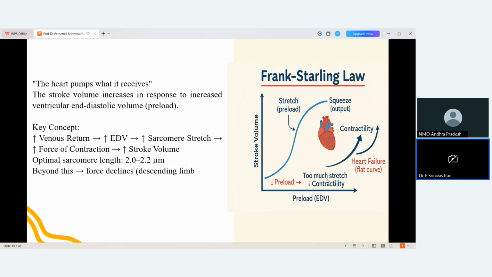I told you preload. The key concept: increase in the venous return causes an increase in the end diastolic volume, causes an increase in the sarcomere stretch, causes an increase in the force of contraction, causes an increase in the stroke volume. So what is the optimal sarcomere length? 2 to 2.2 micrometers. Optimum sarcomere length means the maximum number of actin and myosin will be overlapping. After this, what will happen? The force will decline. That means it will start getting down.